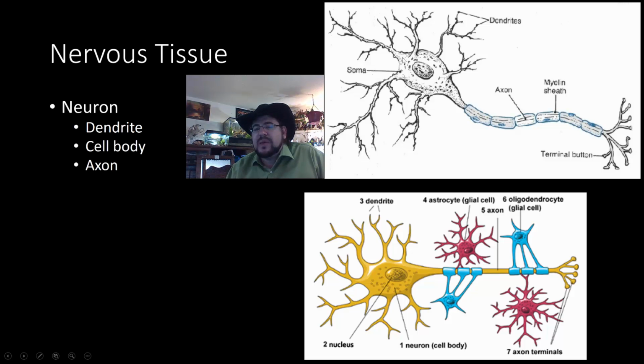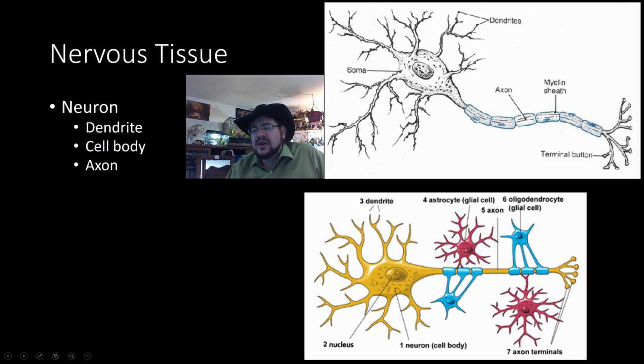Then we have the big, thick cell body. You know it's the cell body because the nucleus is there. If you put soma down, that's the technical term. I'll call that correct, but really you only need to know cell body. And then we have a big old tail coming off the end of it. This long tail is called the axon.